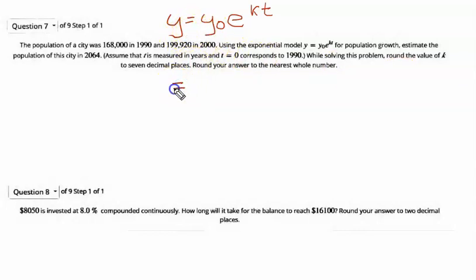So the initial population when we studied this was 168,000, and it grows to 199,292, in the year 2020, and we have Euler's e here, and we don't know K, but we knew the time is 10. Okay, so how do we solve this?